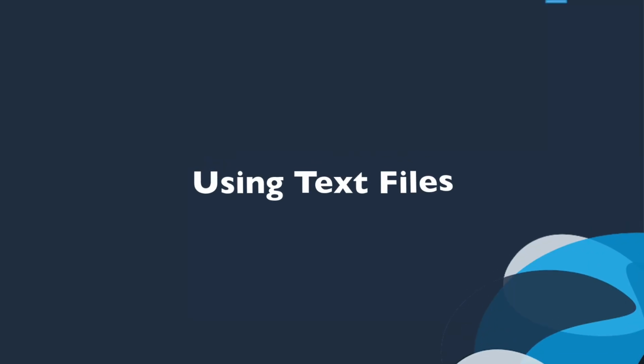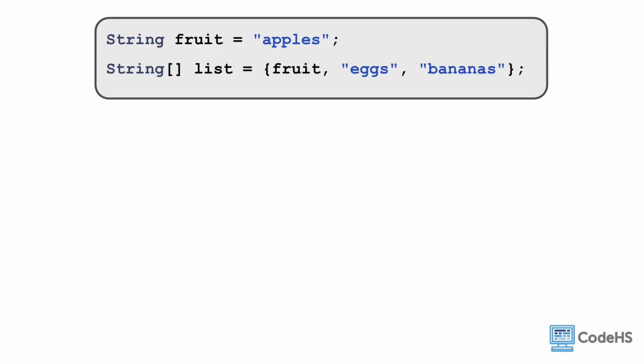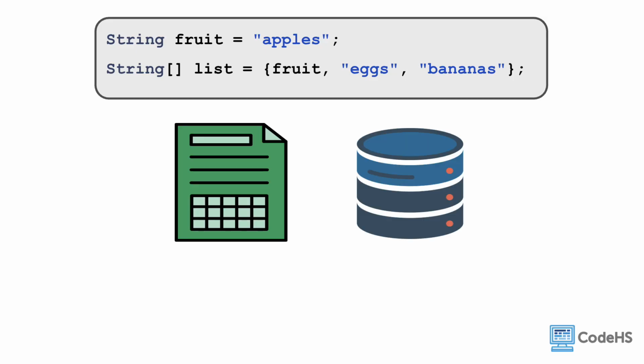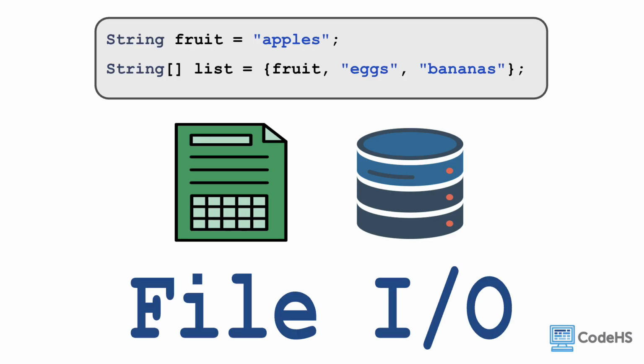Hi, in this video we'll explore how to use text files in your programs. So far, you know how to use variables and arrays to temporarily store data. However, most data that programmers use in the real world is stored externally in files and databases. This lesson begins your journey into incorporating external data into a program. This is a fundamental concept in computer science, and it is often called file I/O.